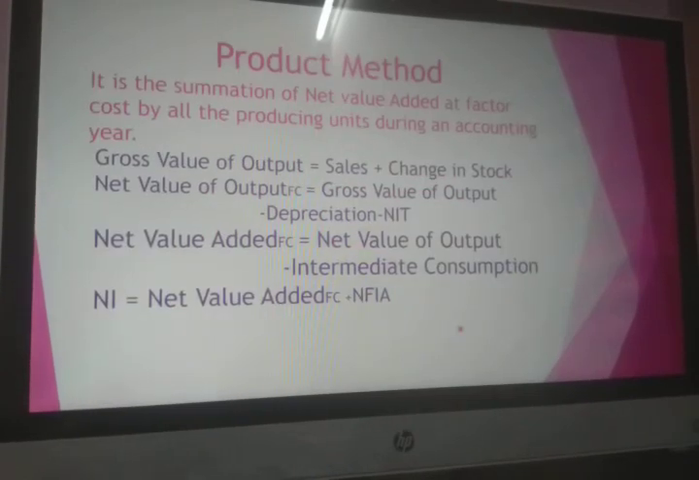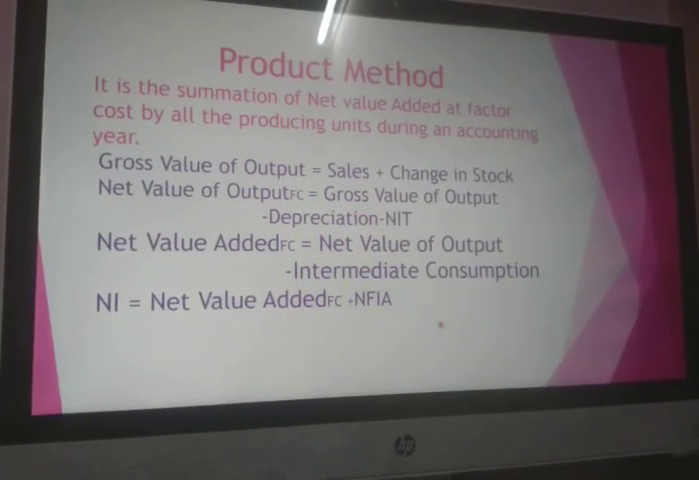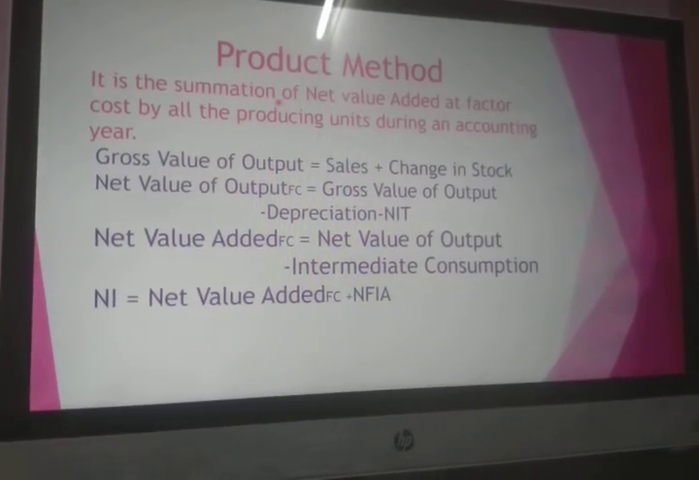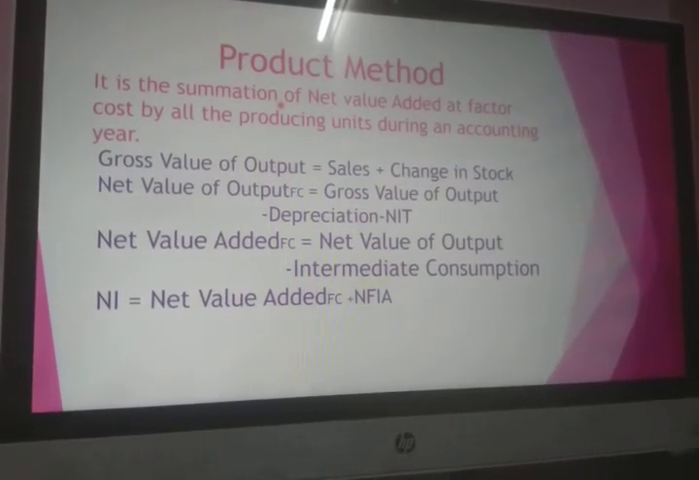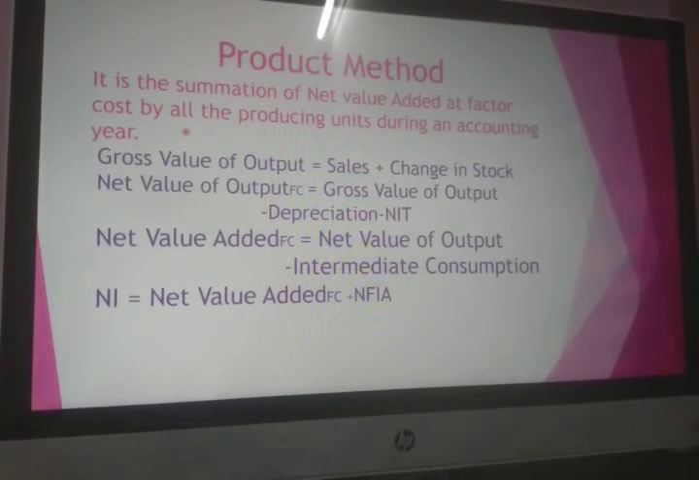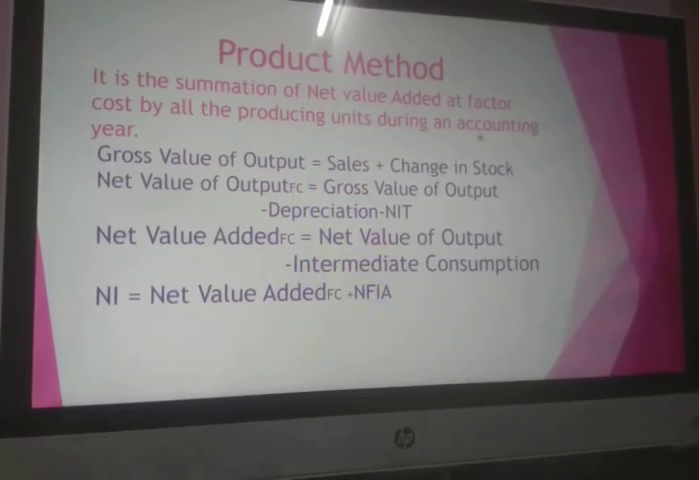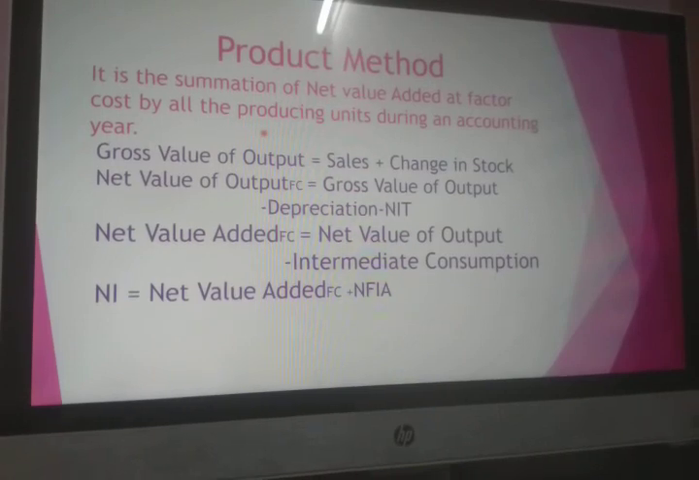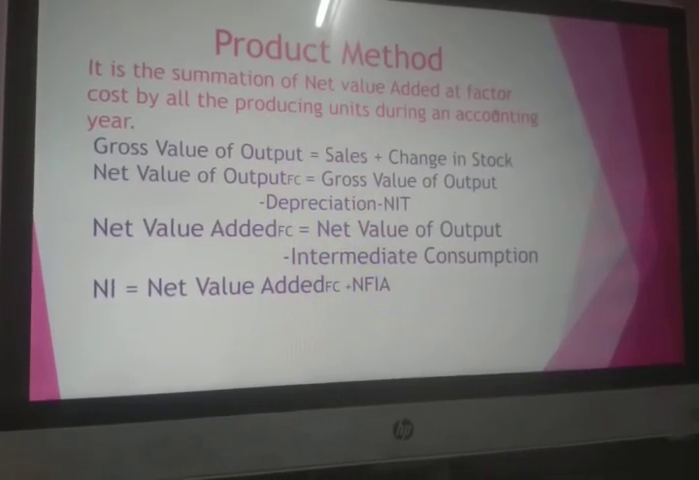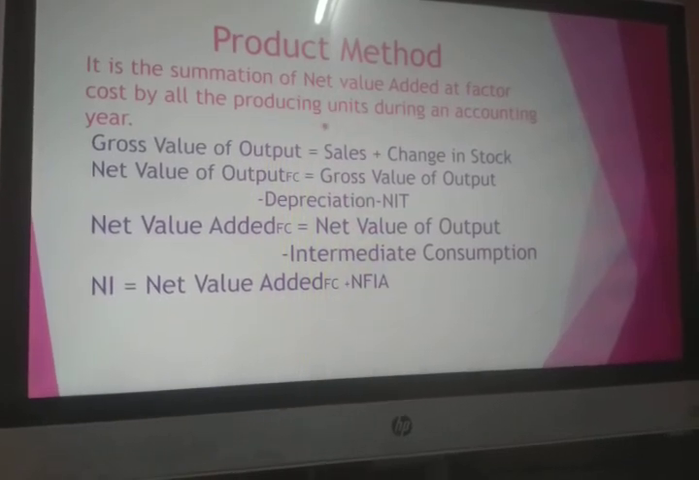Now coming to the next slide, how this product method is used in calculating the national income. So first, let's see what it is. It is a summation of net value added at factor cost by all the producing units during an accounting year. Remember, we are just talking about the production made by the producing units inside the domestic territory, and the value added at factor cost is inside the domestic territory.